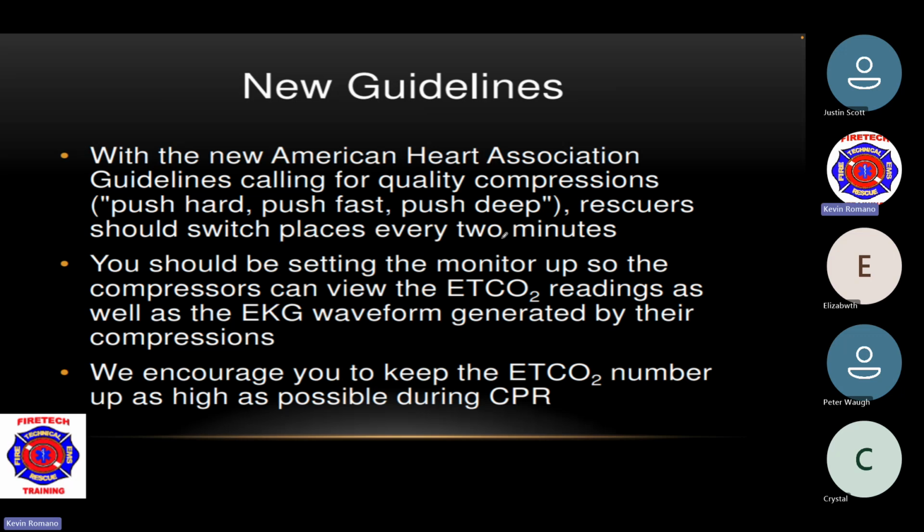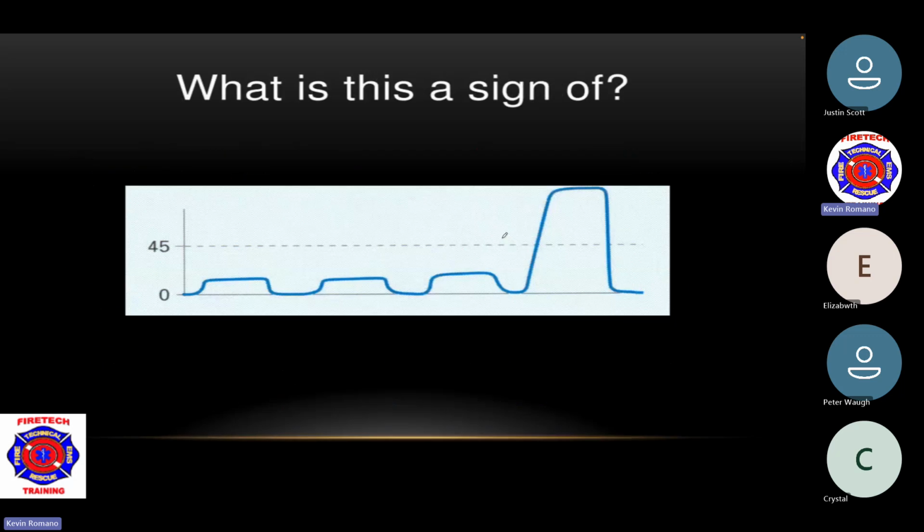With all the technology that's out there today, it tells us how deep we're pushing, to end tidal readings, to rhythm strips. I mean, it's endless, the things that are now readily available for us. We encourage you to keep the end tidal number as high as possible during CPR, right? As high as possible. So if you're doing compressions and you see this all of a sudden, and then it stays that way, right? What does that mean?